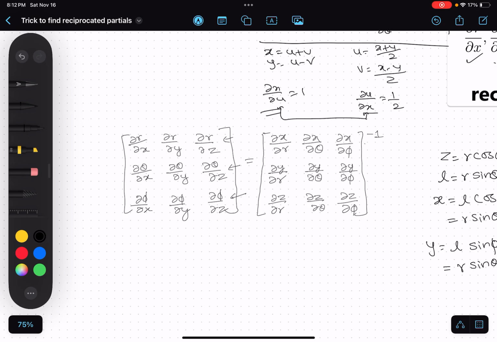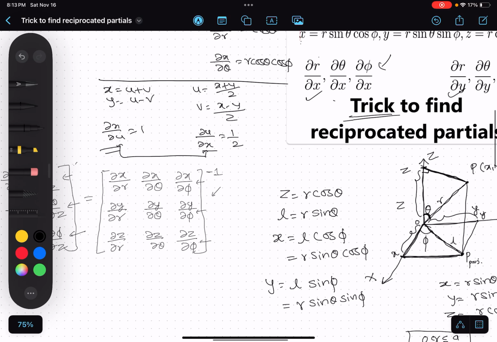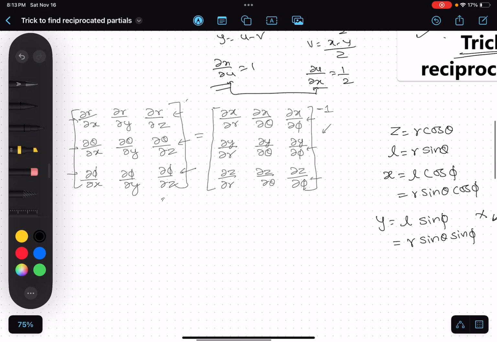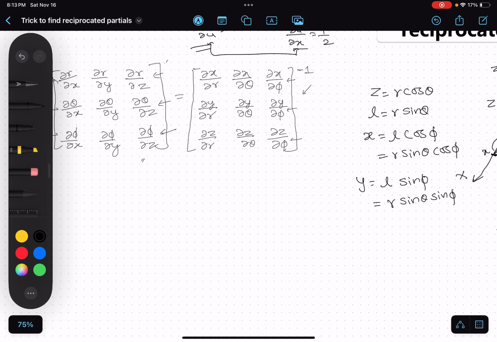This matrix is about change in x, change in y, change in z. This is about change in r, change in theta, change in phi. Now, this one will just be its inverse. It's easy to find the elements of this matrix, because our equations are already given, x in terms of r, theta, phi. So just find the inverse, and that will be equal to this one. At the end, we will discuss why this works, but for now, let us apply this. Now let's try to fill this matrix.